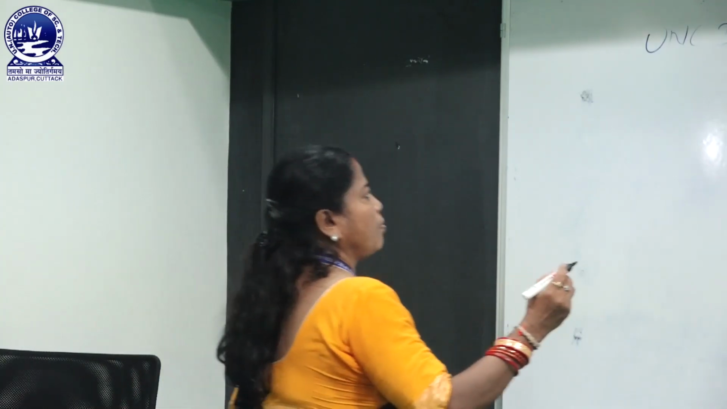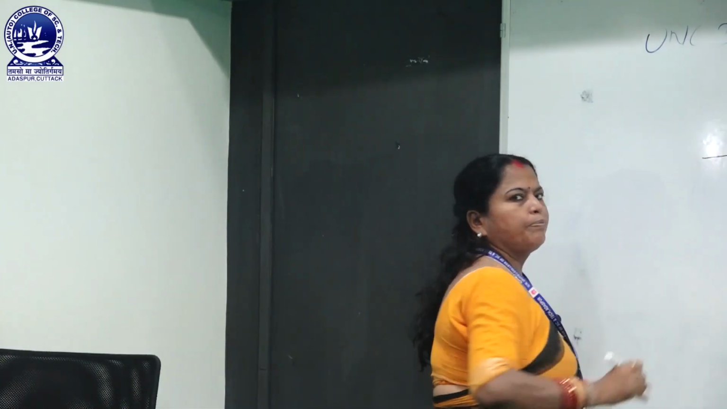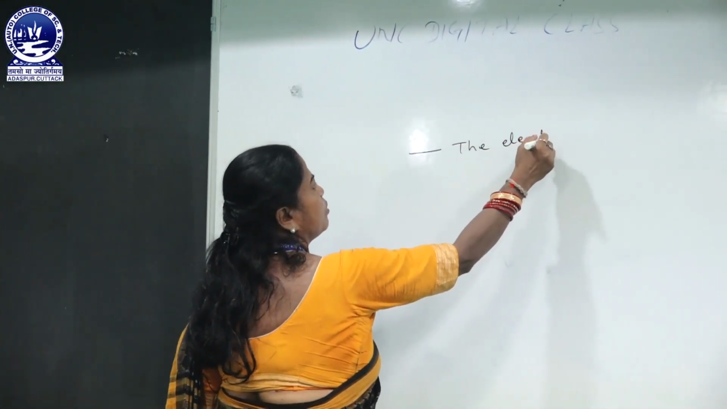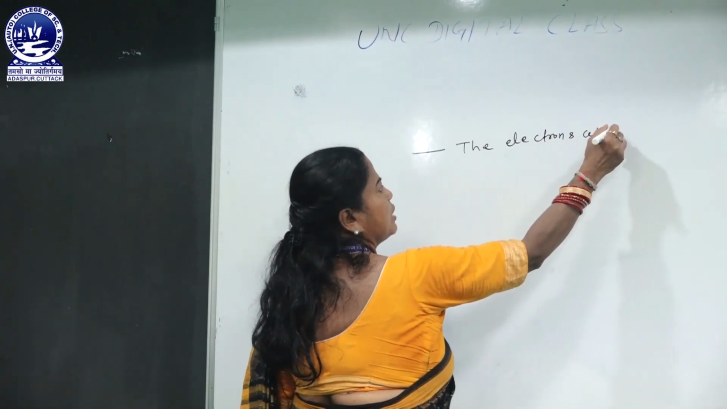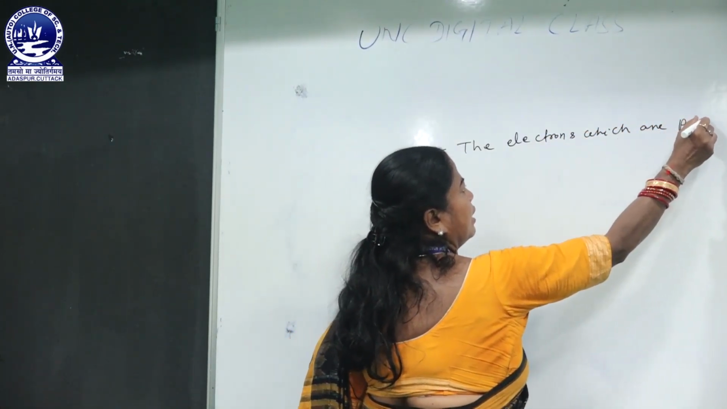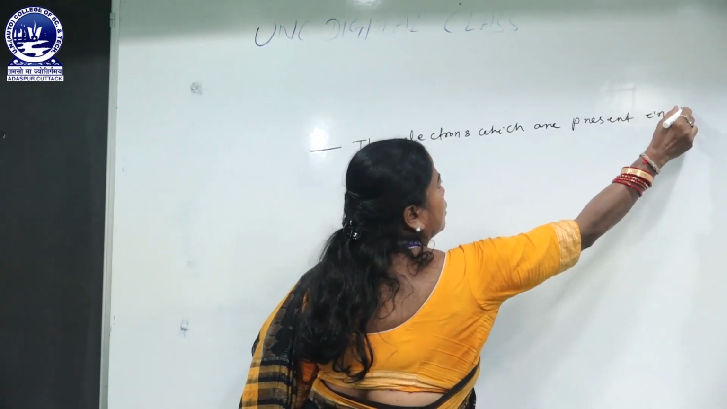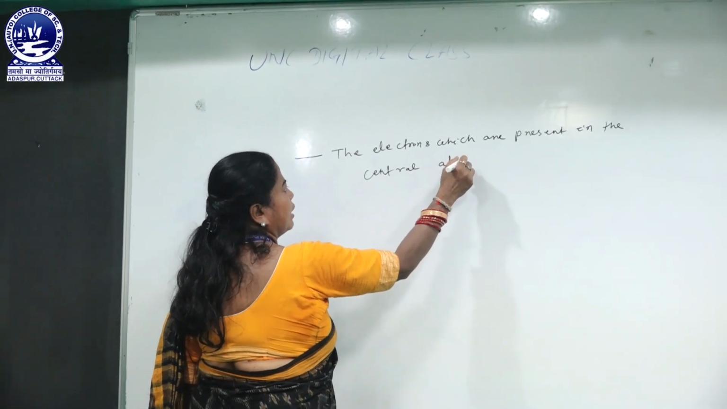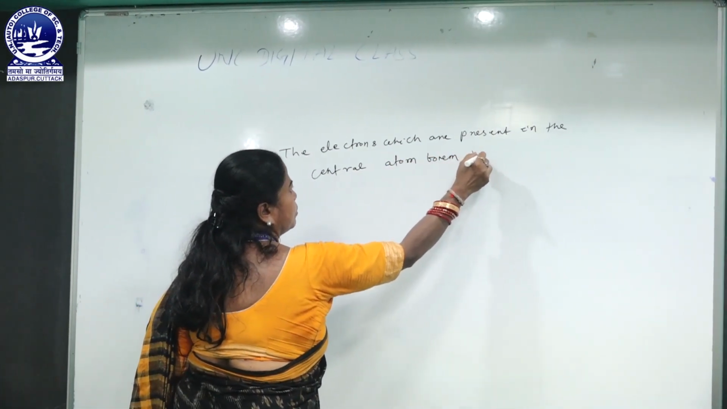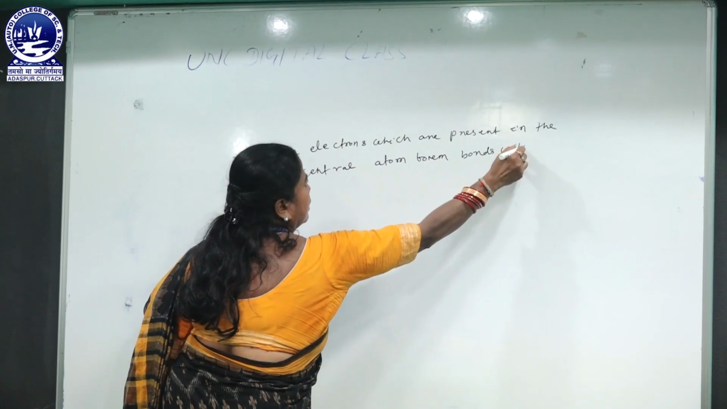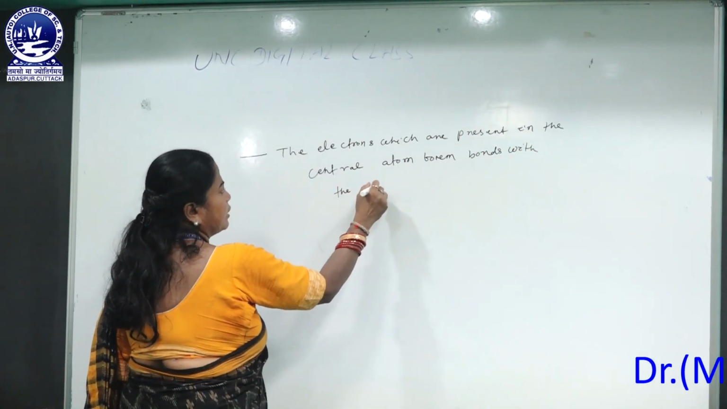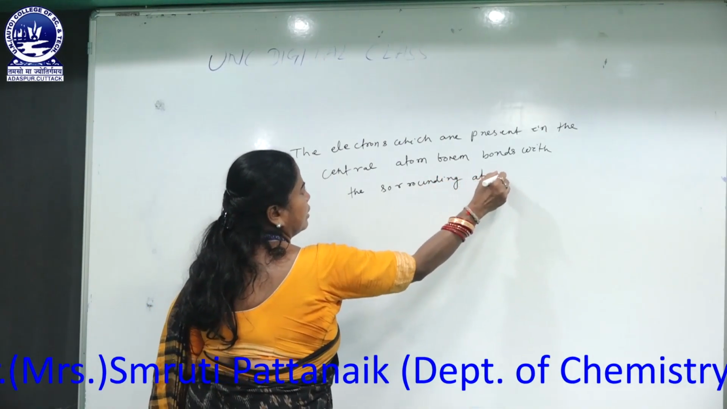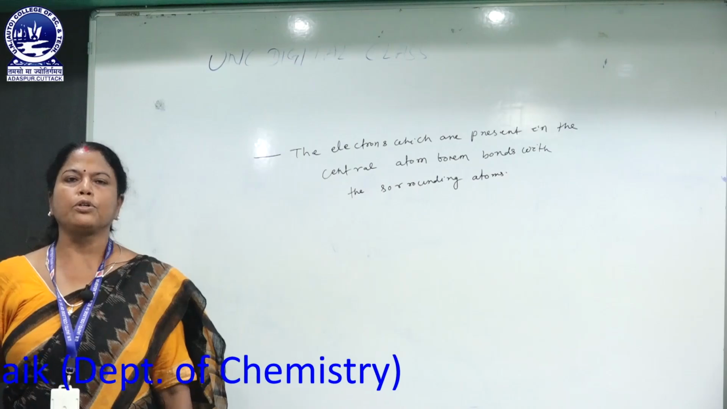The first postulate is that the electrons which are present in the central atom form bonds with the surrounding atoms. This is the first point of the VSEPR theory. So what does it mean? That means the electrons form covalent bonds.